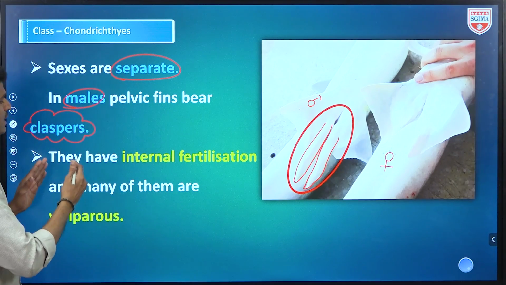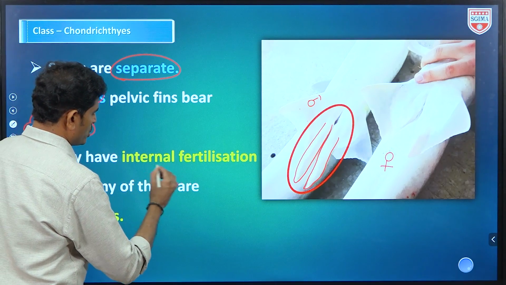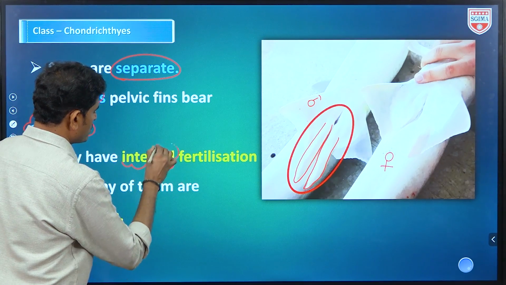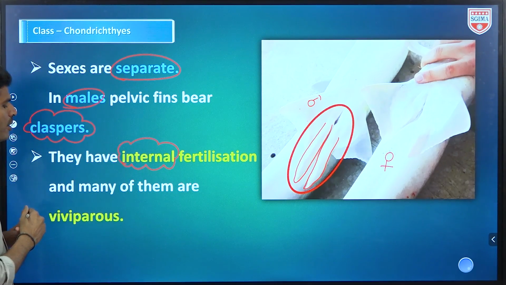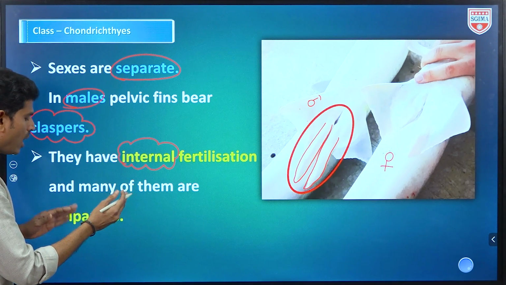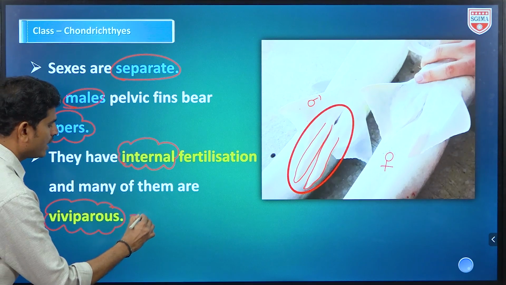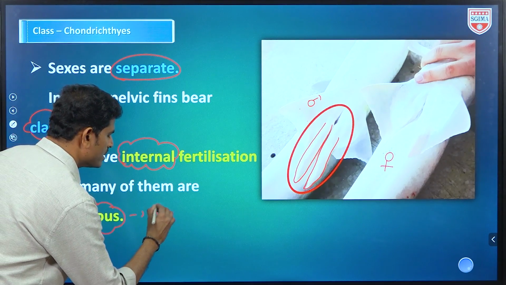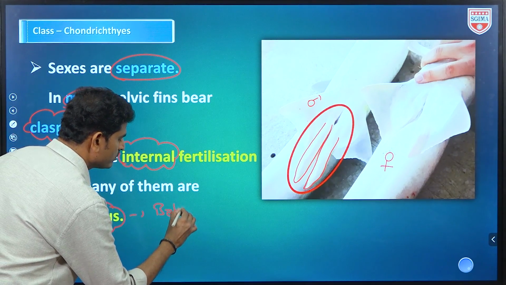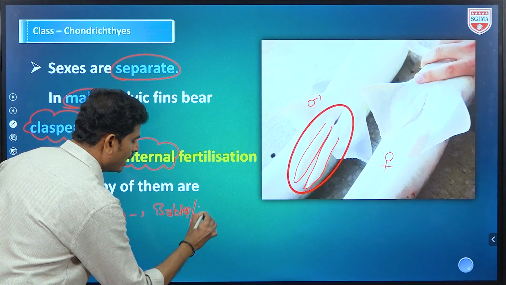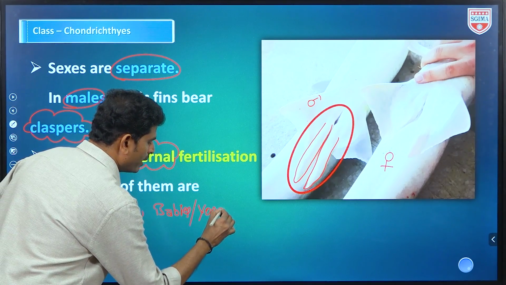The next point is that they have internal fertilization. This shows the internal fertilization. So fertilization is internal and many of them are viviparous. What does viviparous mean? They give birth to babies directly, giving birth to young ones.